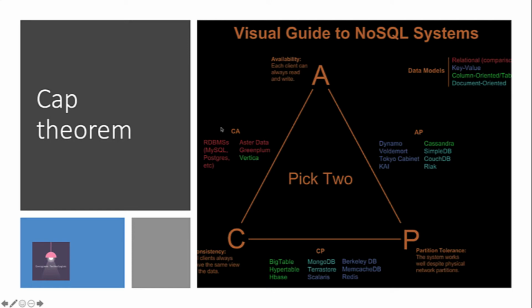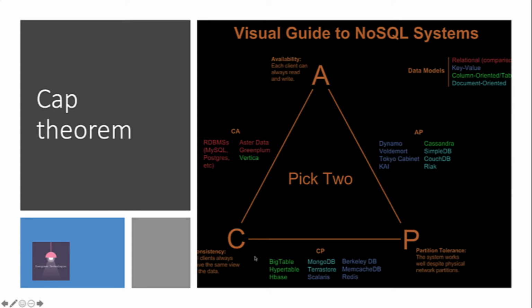A NoSQL database typically also needs to support the CAP theorem, which stands for availability, consistency, and partitioning. The CAP theorem states that at any point in time, a system can satisfy only 2 out of 3 properties. You cannot have a system which maintains all 3 properties.